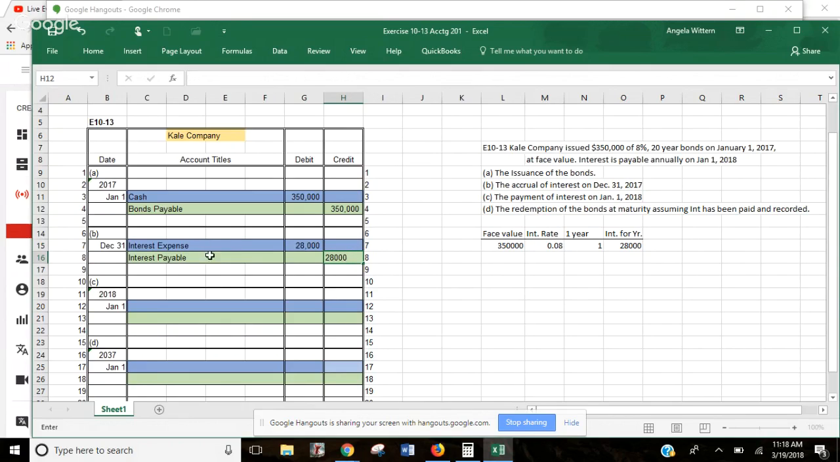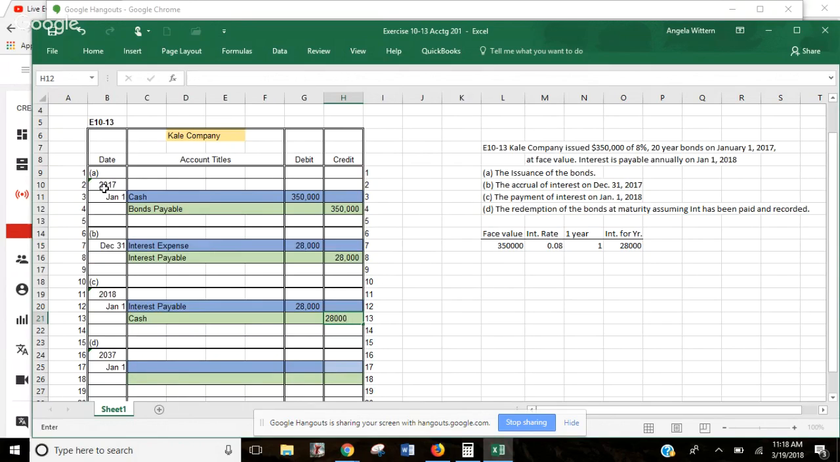So now we've recorded the interest accrued, but now we actually need to pay the interest. So we are going to decrease our interest payable, and we will be decreasing cash. When we calculated it, we will be using the same amount, $28,000, for decreasing or debiting our interest payable, and then we will be pulling it out of our cash account.